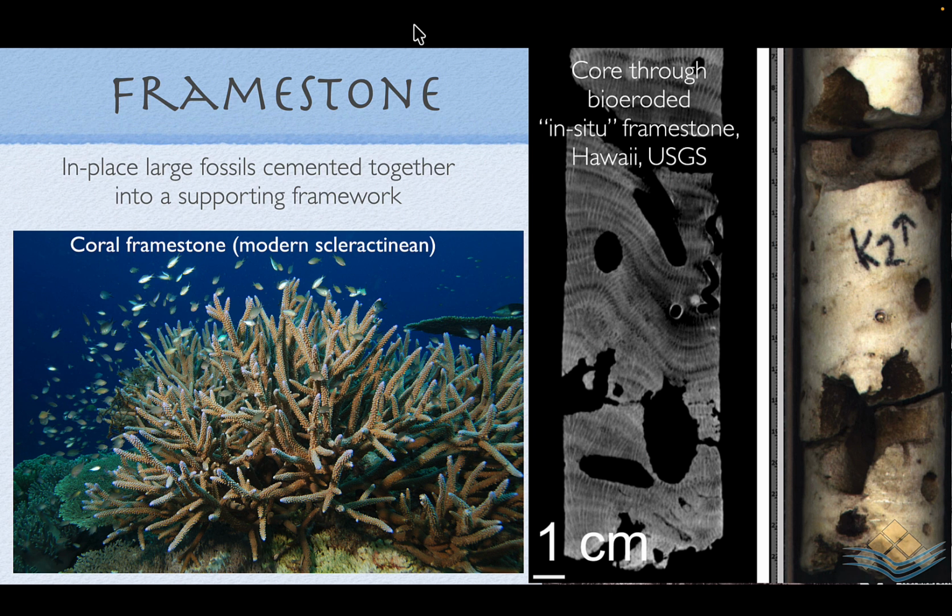There's an example of a modern-day coral framestone, a scleractinian framestone. In the interstices, we can accumulate mud, or we can accumulate sand, or we can accumulate intraclast debris. There's a whole range of sediments that will form in amongst those in situ coral heads. Here's a core through what is a heavily bio-eroded framestone from Hawaii, CT image on the left, a core image on the right.